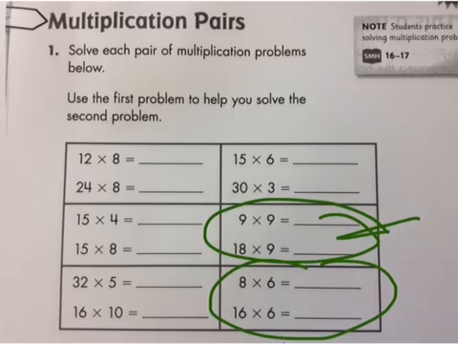And then you're going to have 3 more to do on your own, these 3. And then the bottom part, just which one is not the same as 12 times 8.